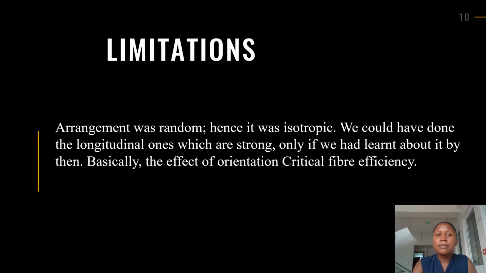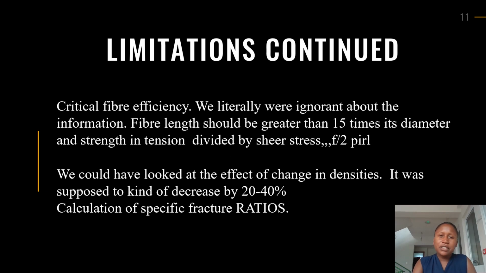much stronger bricks. Basically, for the critical fiber efficiency, we were ignorant about the information. The fiber length should be greater than 15 times its diameter, strength in tension divided by the shear stress, which is basically given by F over 2 pi RL. We could have looked also at the effect of change in densities and volume ratios and see how overall our structure was going to be affected, including the specific strength and fracture ratios.